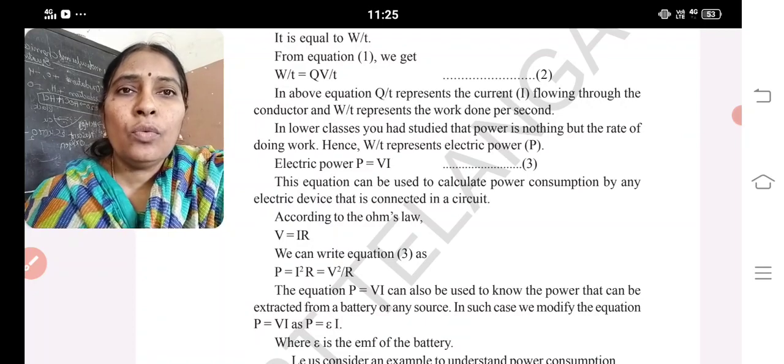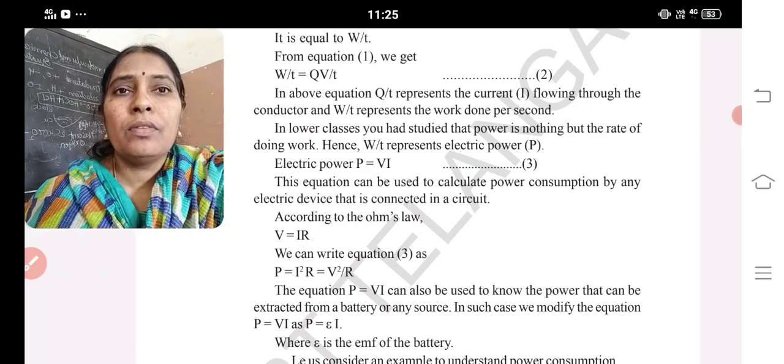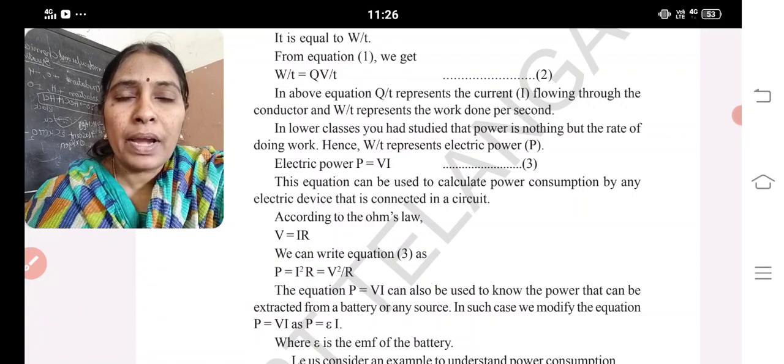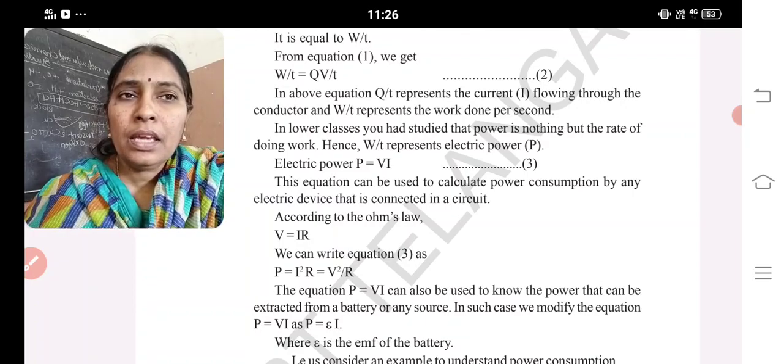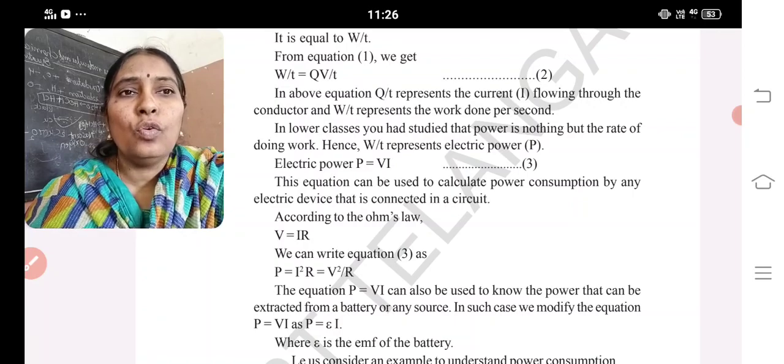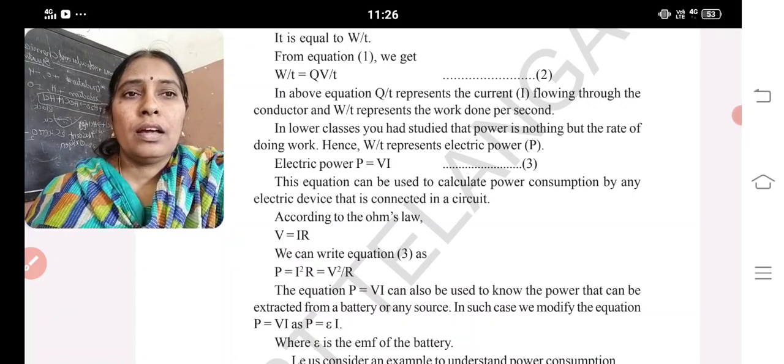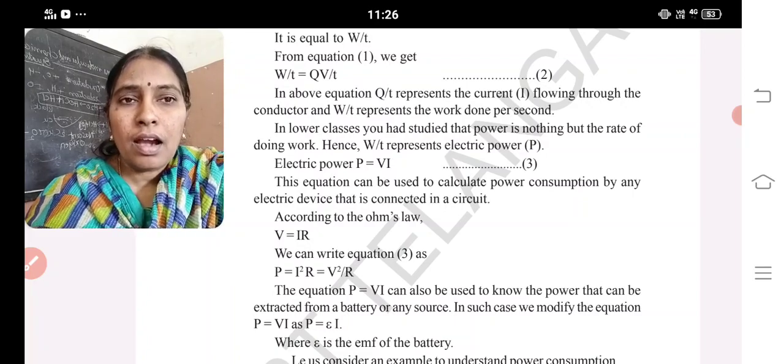The rate of doing work is said to be power. So W by T equals V into Q by T. You know that Q by T is nothing but I. So we can write W by T as P, and Q by T as I, so P equals V I. But you know the value of V from Ohm's law: what is that? IR. Substitute that V value in this equation. P equals, instead of V, I write IR into I. IR into I becomes I square R.